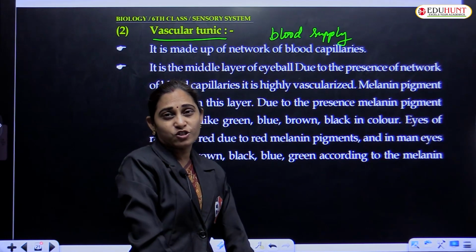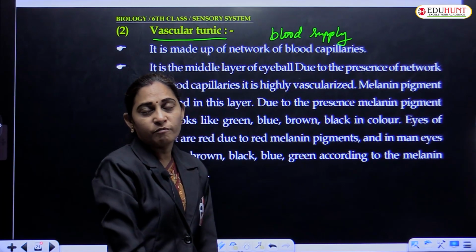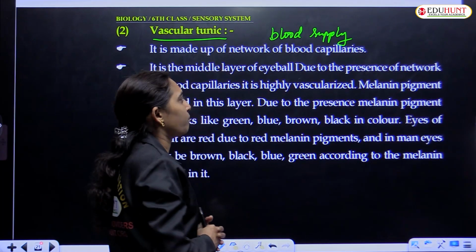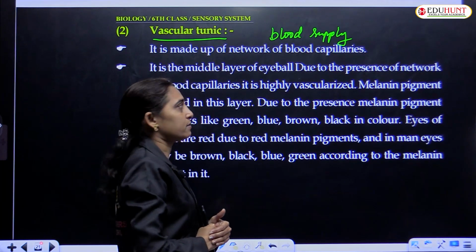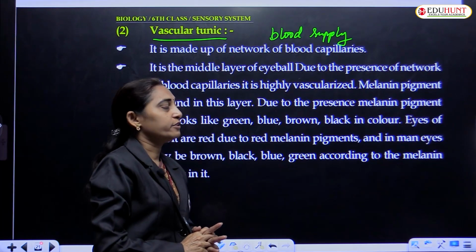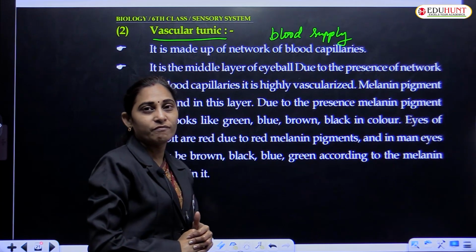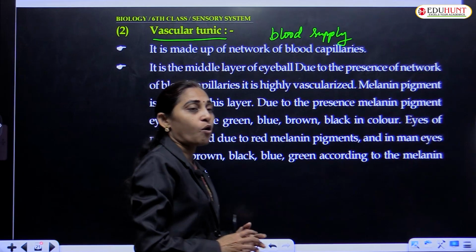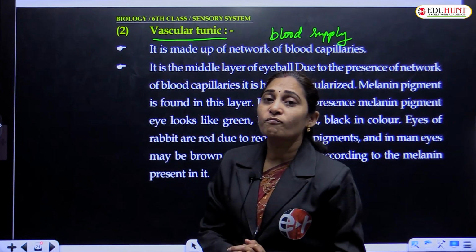Next is the vascular tunic, the wall of the eyeball which has vascularized or blood supply. It is made up of a network of blood capillaries, and it is the middle layer of the eyeball. Due to the presence of the blood capillaries, it is highly vascularized and highly nourished. And there is a pigment called melanin pigment. This pigment decides the color of the eyeball.